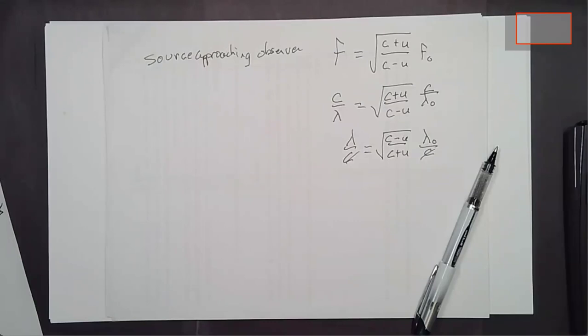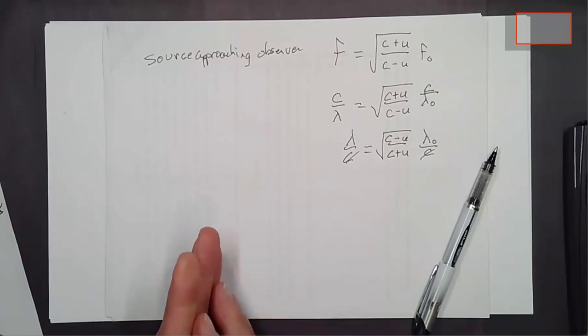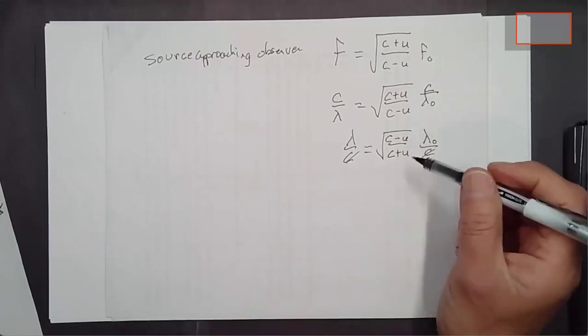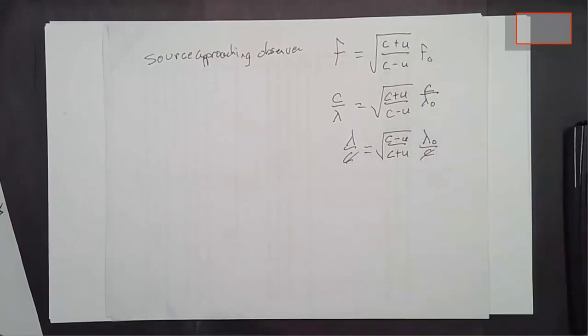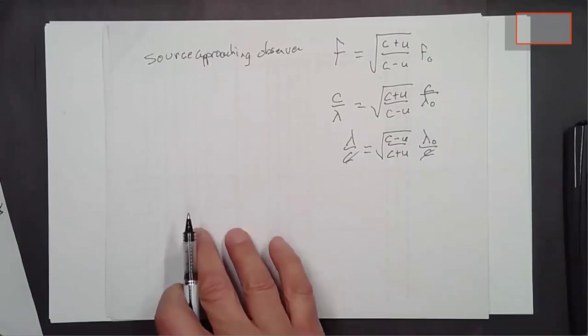With sound, if you actually approach a moving source of sound, the sound will be hitting you at a higher speed than if you were standing still. And that's not the case with light. It always just travels at c. So we have that going on there.